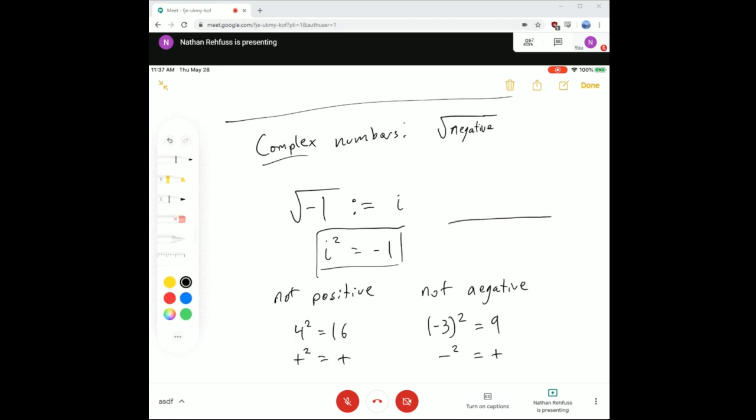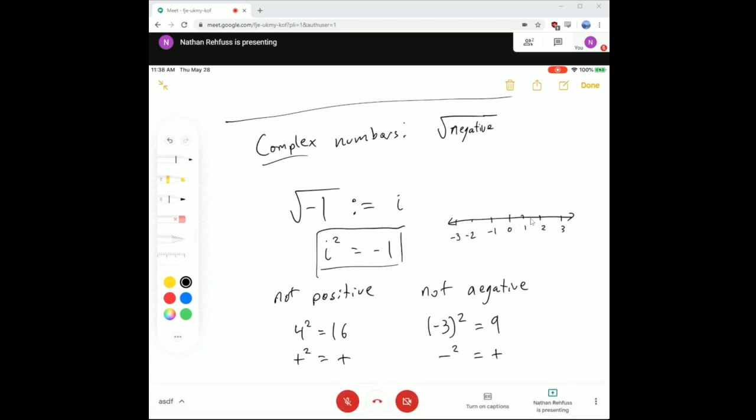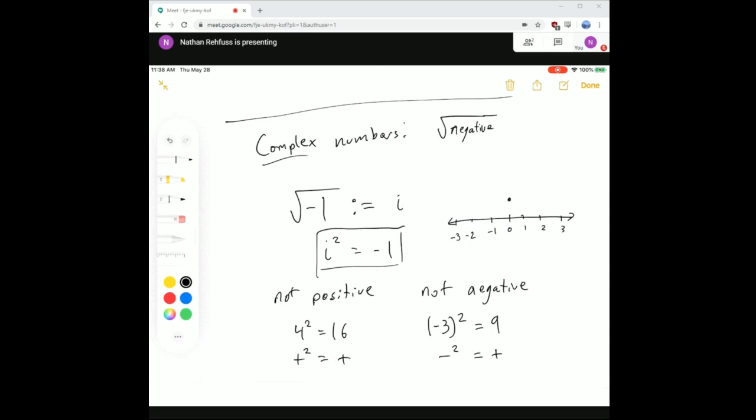So if I draw a number line, all the positive numbers are over here, and all the negative numbers are over here. So this is the number line. i can't be on the right-hand side of this graph because it's not positive, and it can't be on the left-hand side because it's not negative. So we're not going to go left or right on the number line to graph i. We're going to go straight up. We have to put it somewhere, and it's certainly not 0, so I'm going to go straight up and say, this is where i is going to belong.